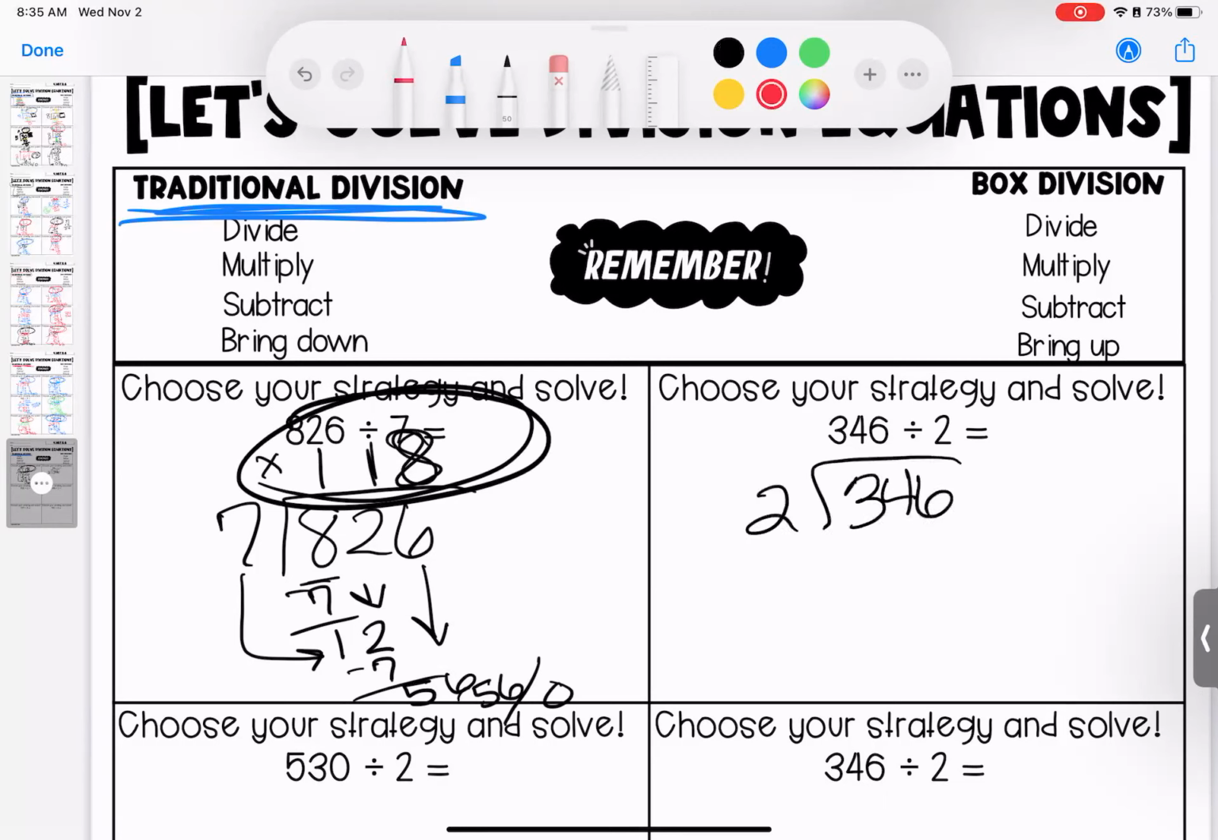Look at how many skills we use just to divide. So many things that you've learned along the way. We're adding, we're subtracting, we're multiplying, we're dividing, we're doing all the things to see what we have left.